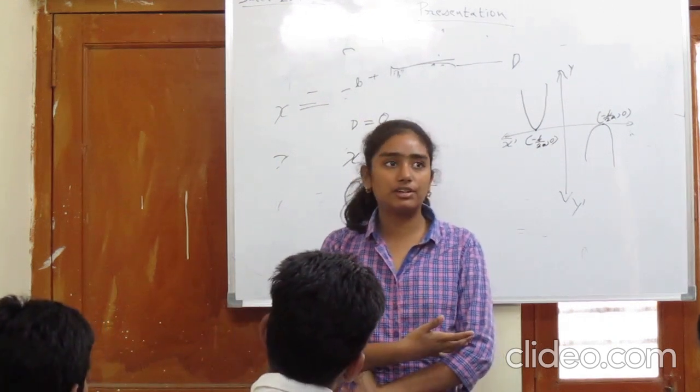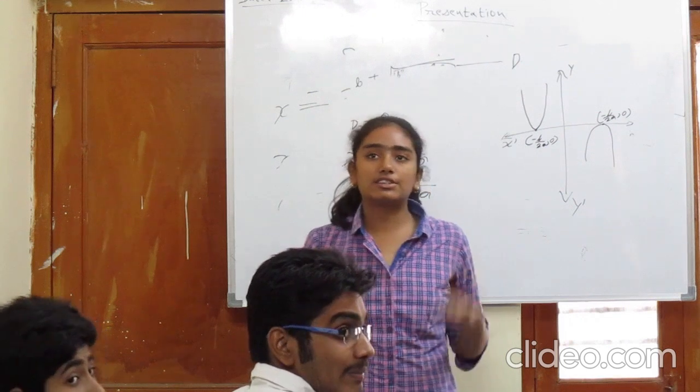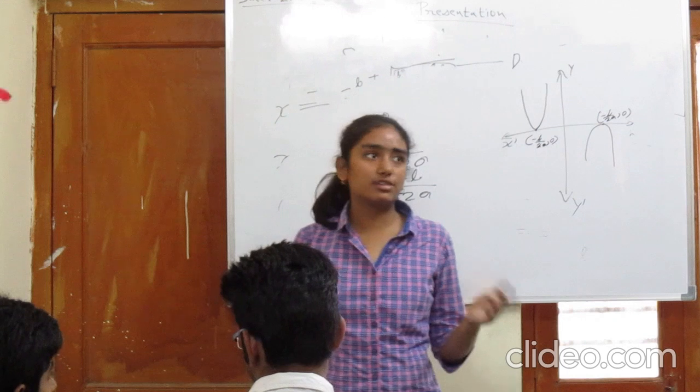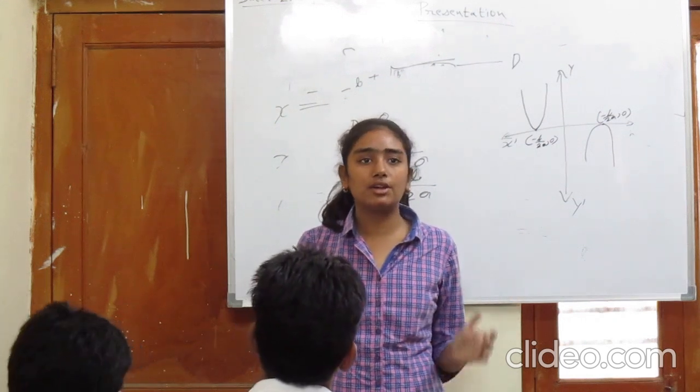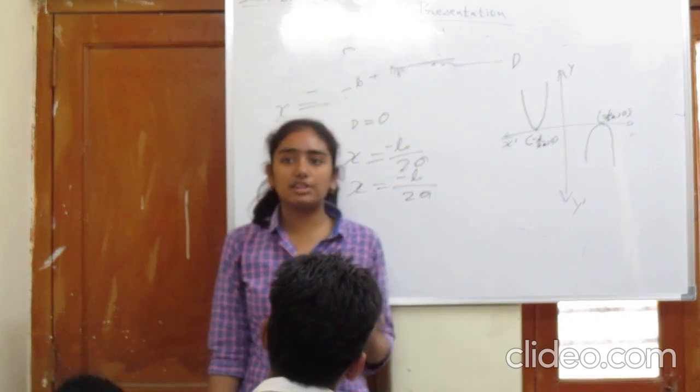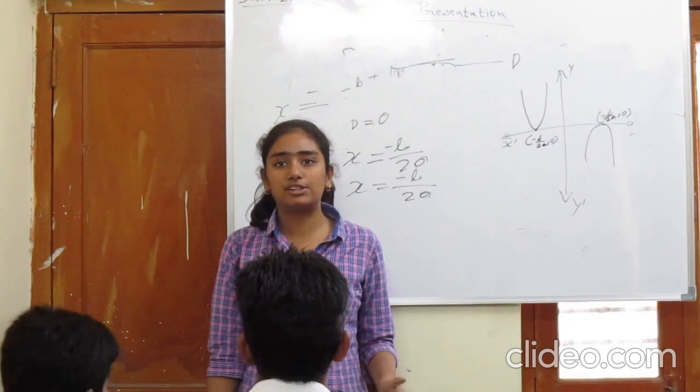If discriminant equals to 0, then roots are real and equal. If discriminant is greater than 0, then roots are real but unequal. Unequal. And if discriminant is smaller than 0, then roots are imaginary.